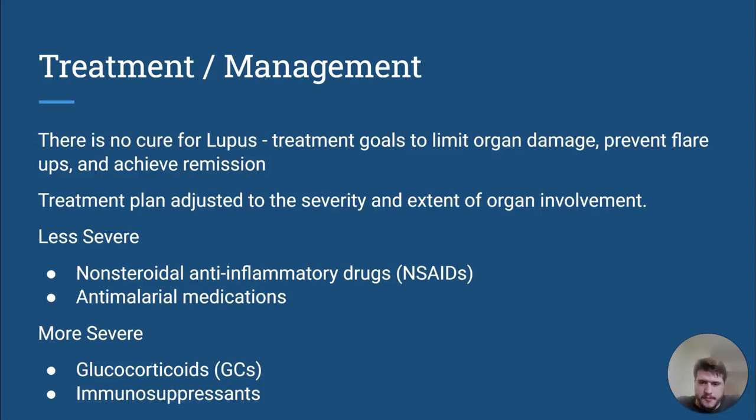So there's no cure, and so the treatments are more to limit damage and improve quality of life. And so the treatment will be tailored to how severe one's case is. Less severe cases, you'll get NSAIDs and anti-malarial medications, and then more severe, you can administer glucocorticoids and immunosuppressants.